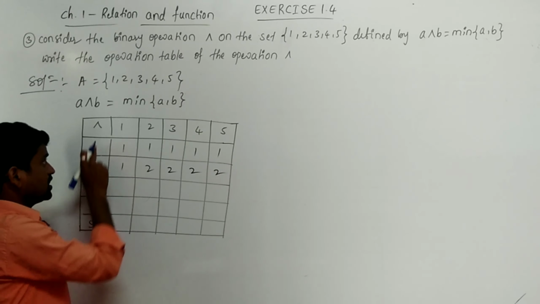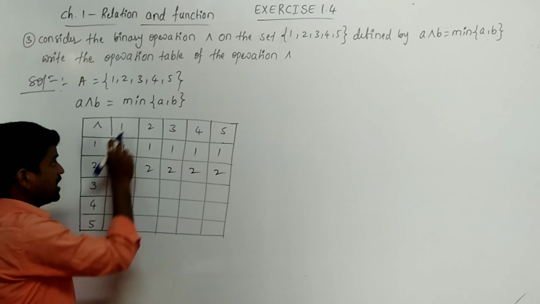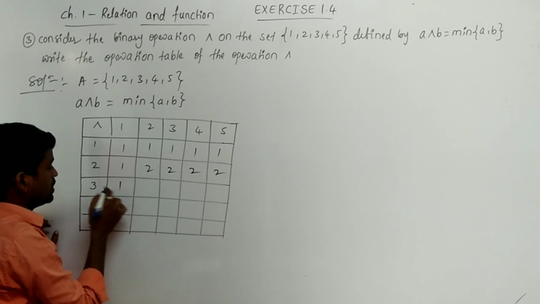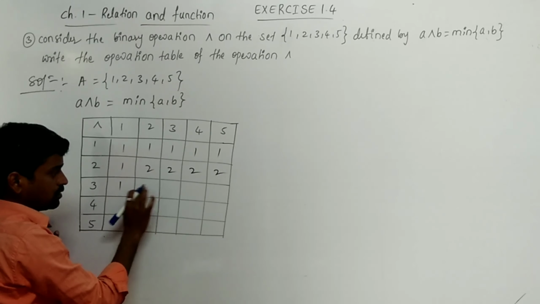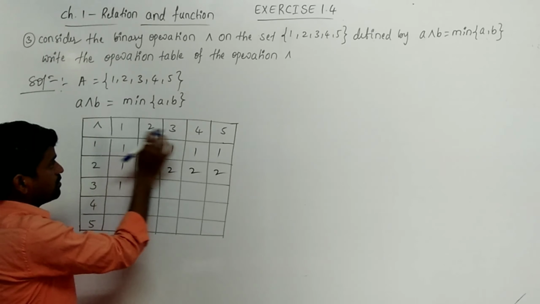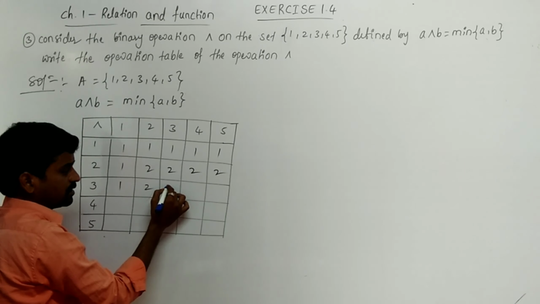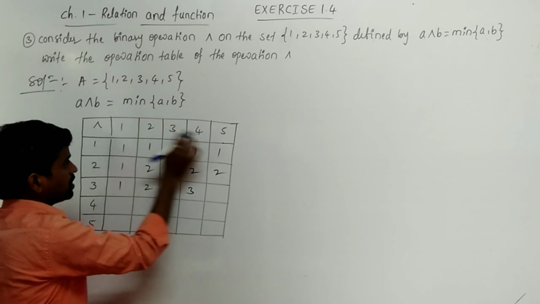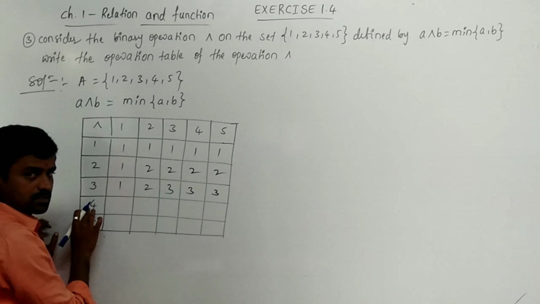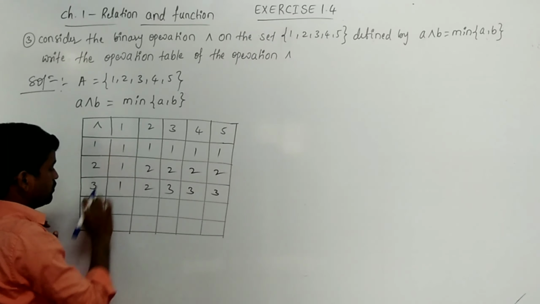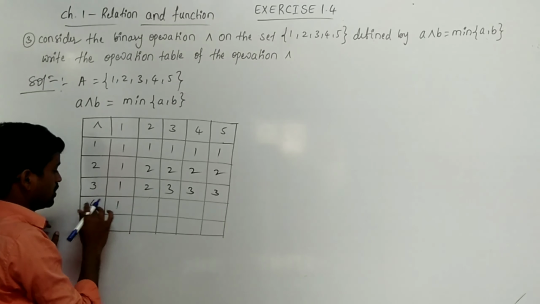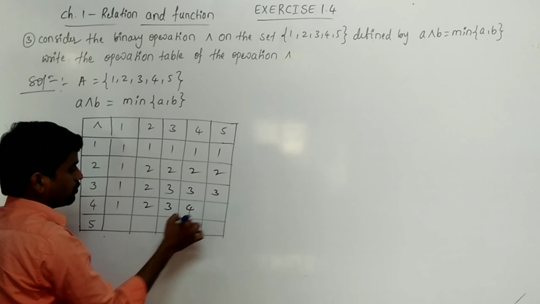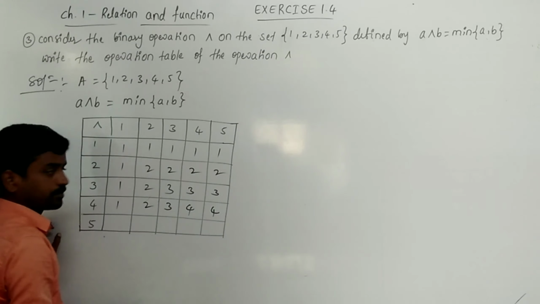Same, 3 minimum 1. In 3 and 1 the smaller value is 1. 3 minimum 1 is 1. 3 minimum 2 is 2. 3 minimum 3 is 3. 3 minimum 4 is 3. 3 minimum 5 is 3. Same, 4 minimum 1. In 4 and 1 the minimum is 1. 4 minimum 2 is 2. 4 minimum 3 is 3. 4 minimum 4 is 4. 4 minimum 5 is 4.